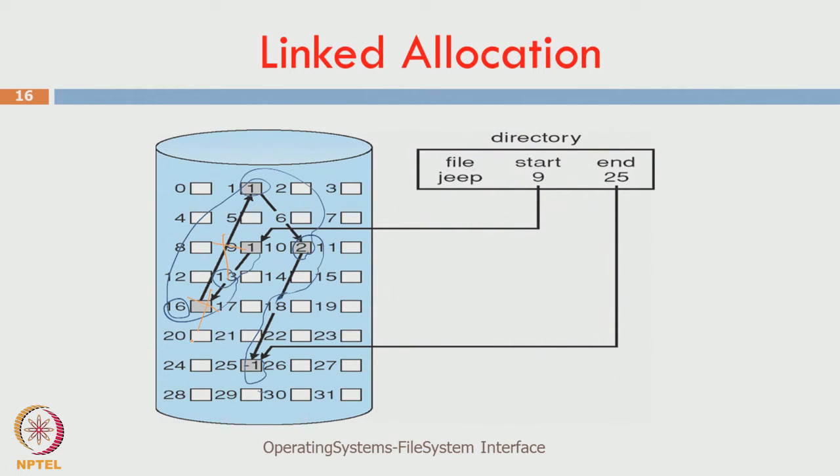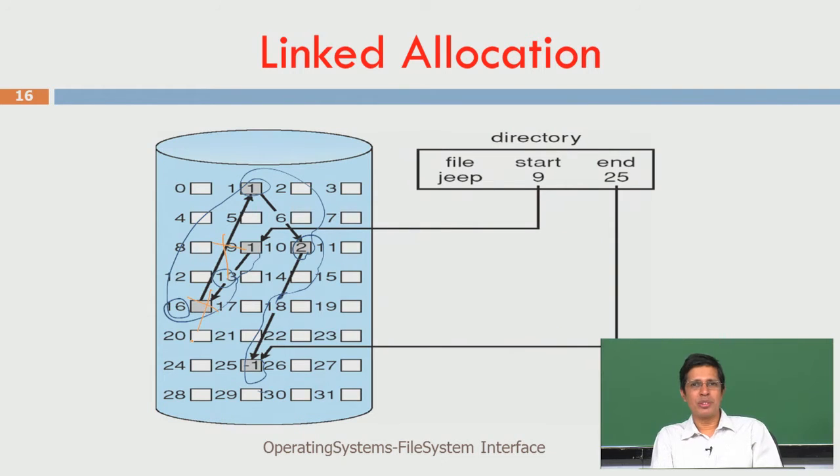The second thing is access. Suppose I want to access the 5th block, I have to go like a linked list, so it will take more time for me to access. So from a performance point of view, from an access point of view and also from a security point of view, linked allocation is not that desirable. But the file can grow in this case. So I have pros and cons of contiguous allocation, and I have pros and cons of linked allocation.